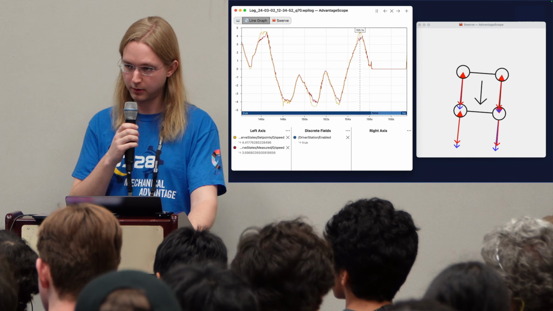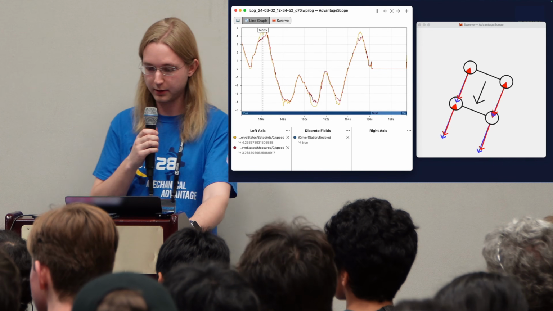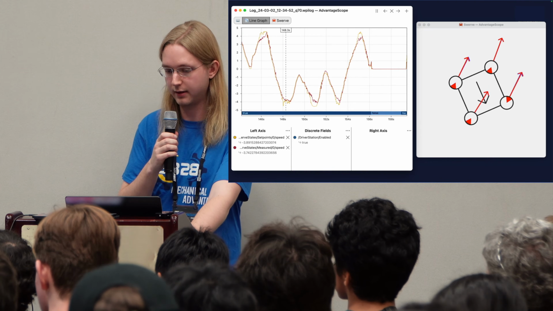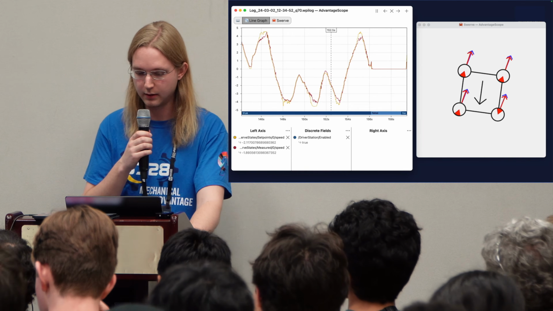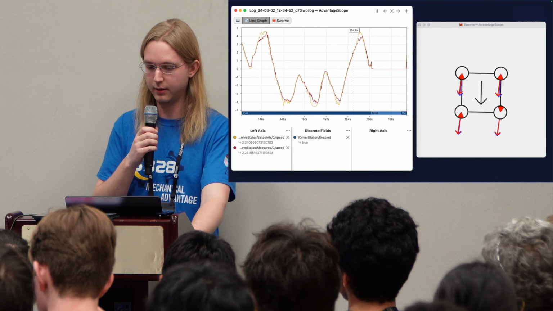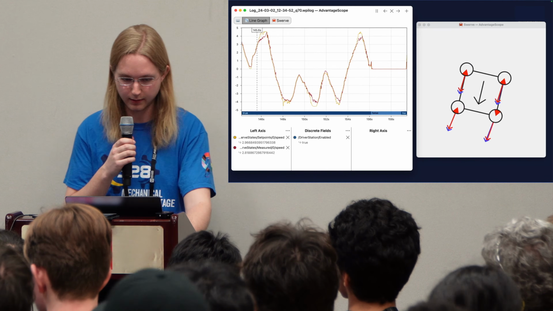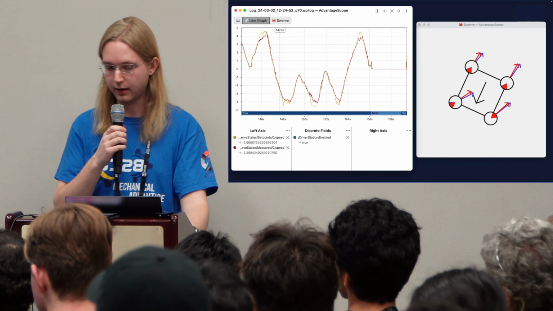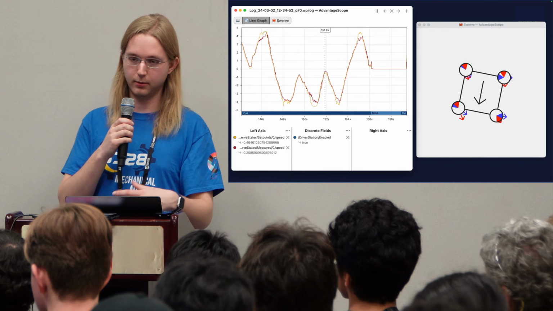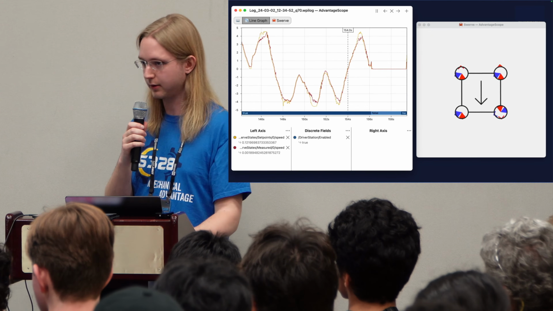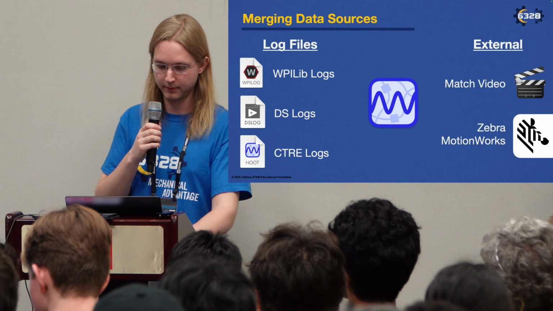So when tuning a swerve, AdvantageScope has this useful built-in visualization showing the states, the measured and the set point states of each of our swerve modules. So we can see that it's tracking pretty nicely. On the left is our measured velocity, which is tracking our set point quite well. So our system identification using log data was a success.